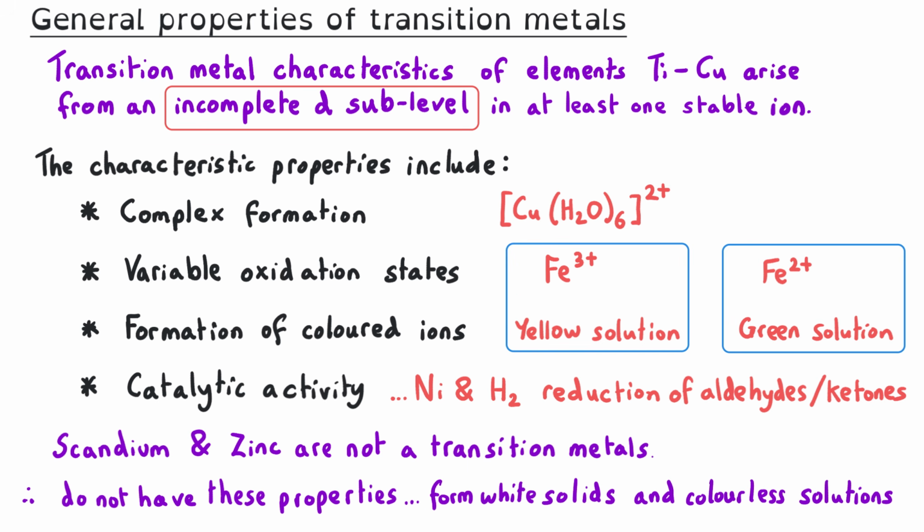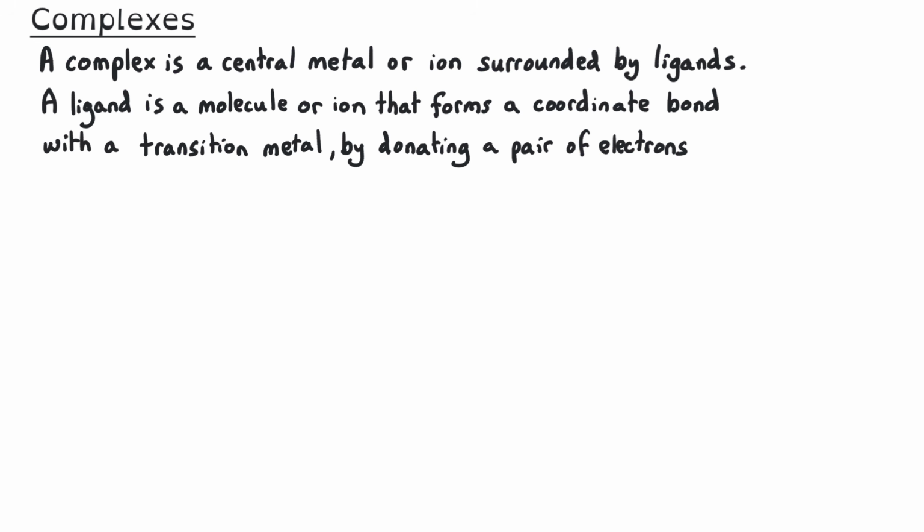For instance, they generally form white solids and are colourless in solution. A complex is a central metal atom or ion surrounded by ligands, and a ligand is a molecule or ion that forms a coordinate bond, also known as a dative covalent bond. And it does this by donating a pair of electrons into an empty or partially filled d orbital of the metal.